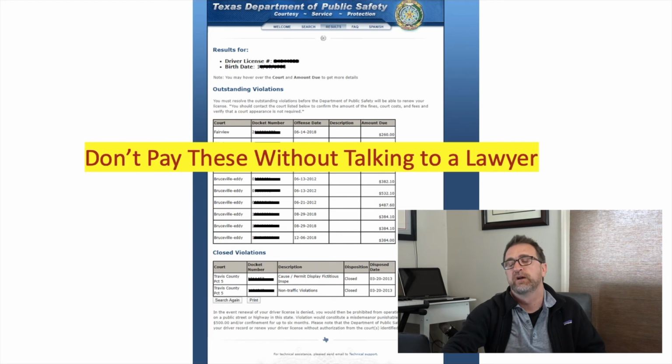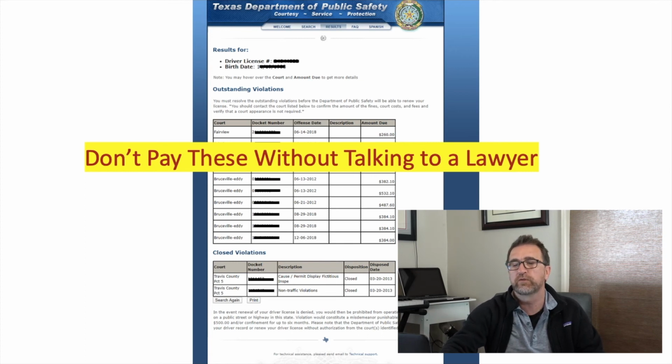So in this situation, this person has tickets from 2 different counties, okay, Fairview and Bruceville Eddy, and they have all those tickets. Now, it's very important, don't pay these tickets without talking to a lawyer, because sometimes paying them turns them into convictions, and those can suspend your license again. Okay, now a good lawyer will negotiate some sort of disposition that doesn't involve further suspensions.